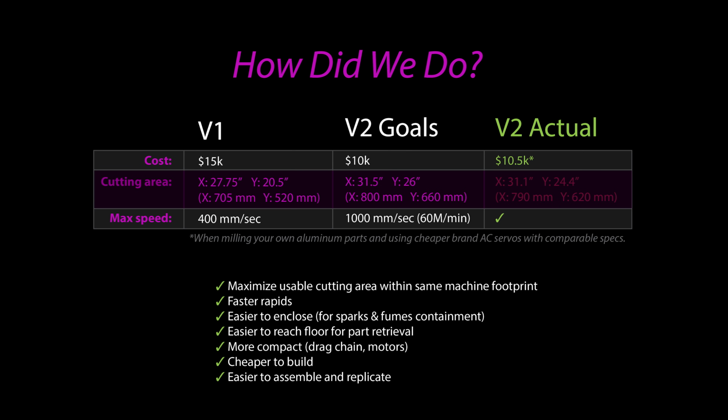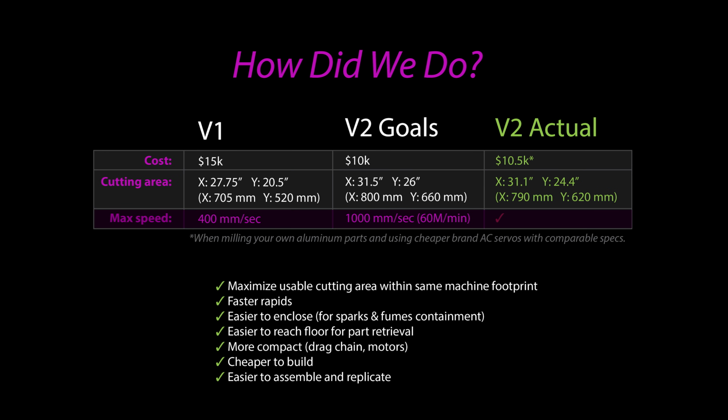In the end, I still gained about 3 to 4 inches of usable cutting area on each axis, which is nice. And being able to drop in a 2 by 3 foot sheet of material makes it much more convenient for me, since I have to order small quantities of sheet stock online. For the max speed, I did hit the target of 60 meters a minute with the new belt drive system, and that's on par with some of the commercially available machines.